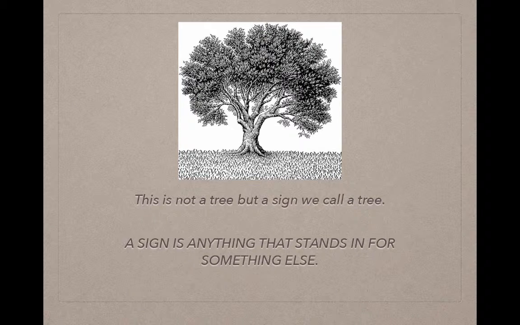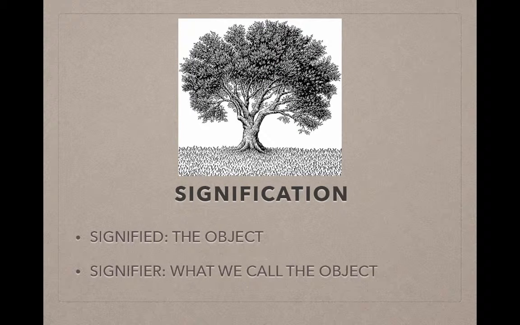So we see this image and we say, well, that's a tree. But how do we know it's a tree? It has to be a learned, constructed thing. So it's a sign that's an object. In this case, it would be a photograph or a drawing. And we assign it with meanings, and this is the way that Saussure did it.